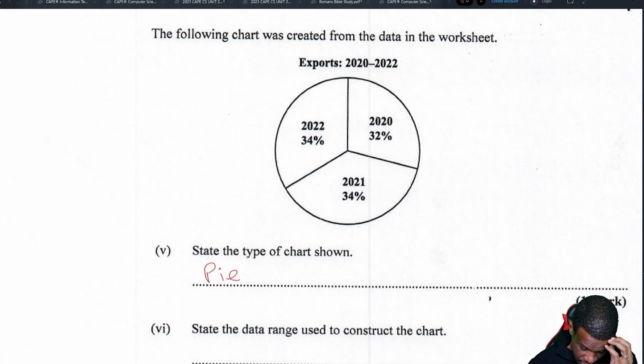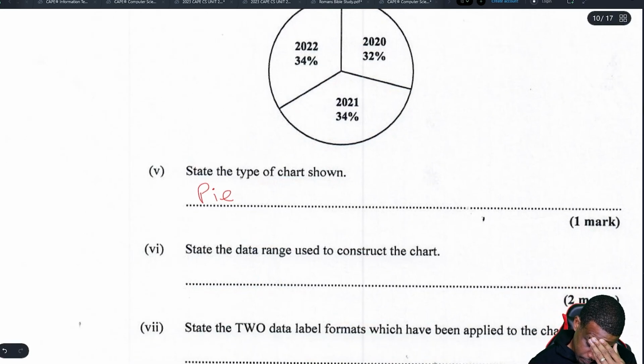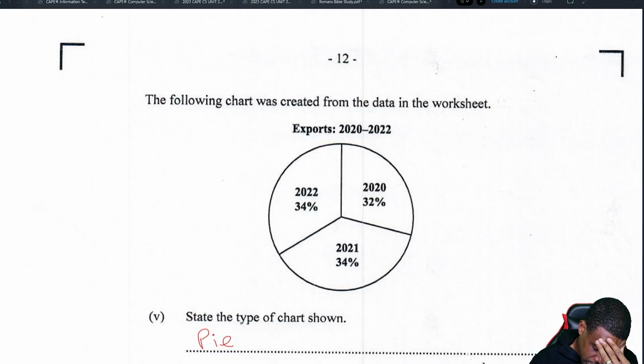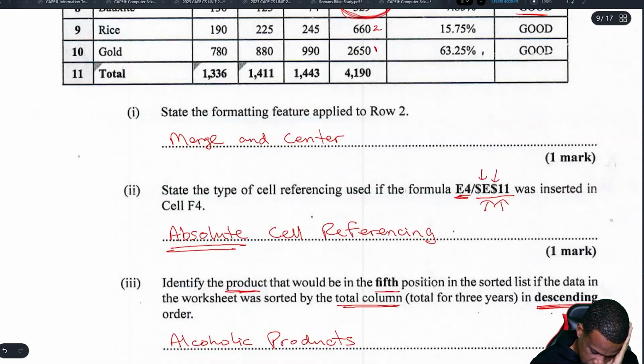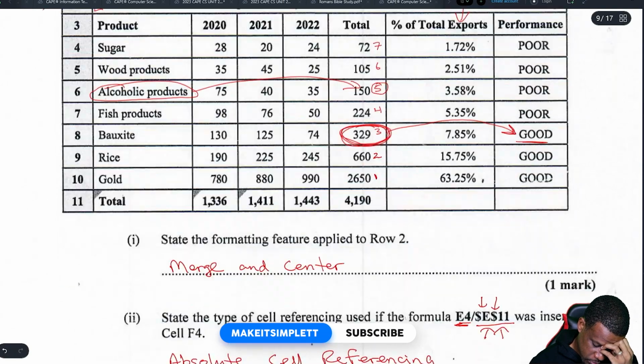I mean, if you don't get that, yeah. So the range of data used to construct the chart. We can see that the name of the thing is exports 2020. They have the year and the percentage, so most likely they use percentages. That is the total percentage of exports.